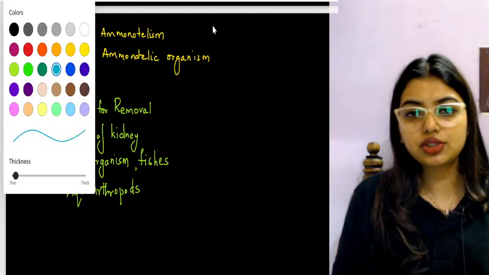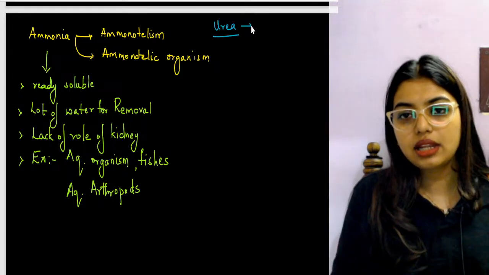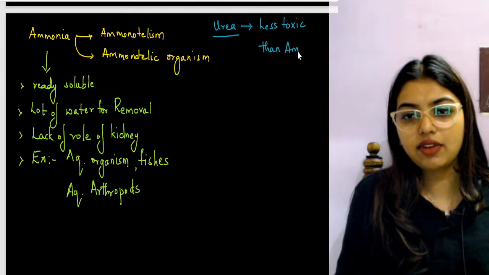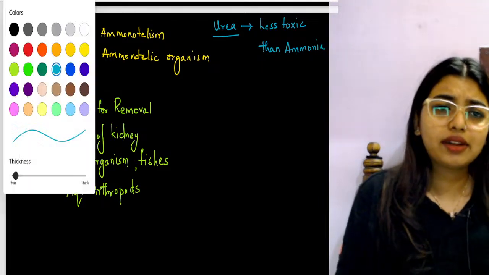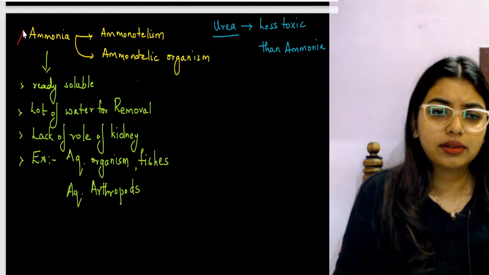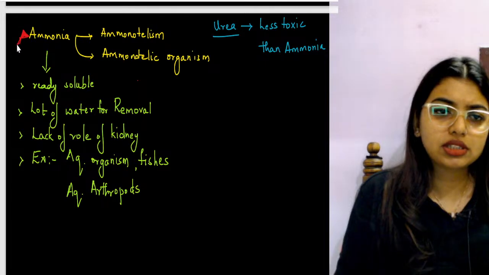Now next one is urea. Urea is excreted mainly by us mammals. Now the thing with urea is that it is less toxic than ammonia. So the red flag in this group is ammonia. Ammonia is the red flag. Why is ammonia the red flag? Because this is the most toxic.